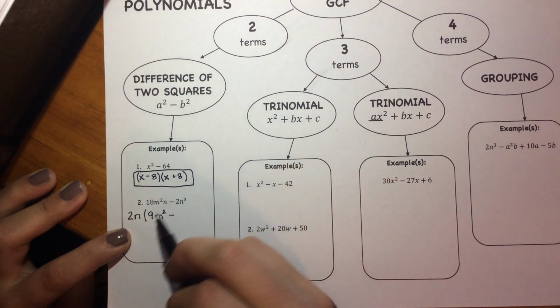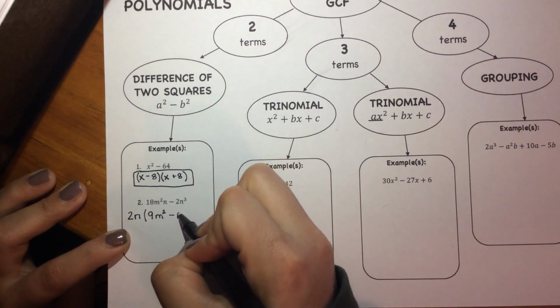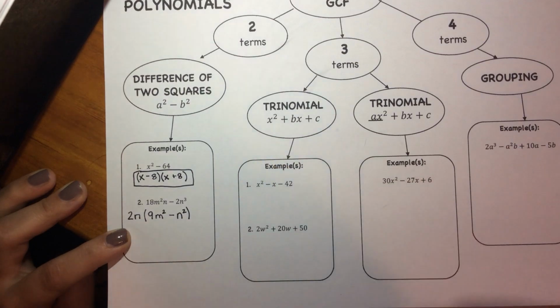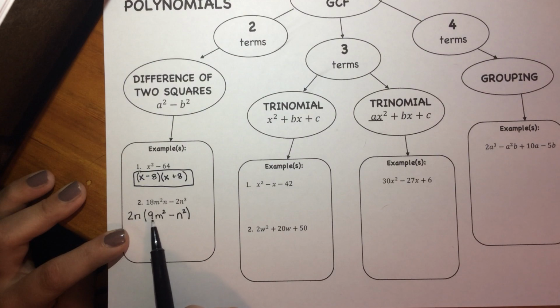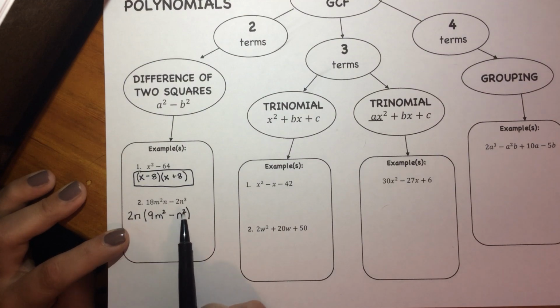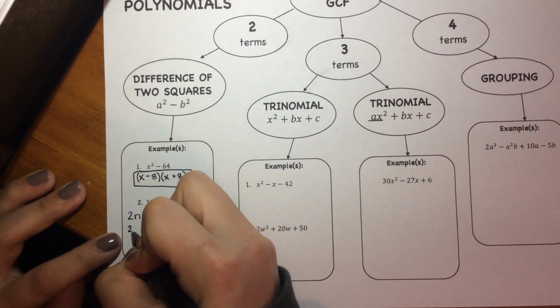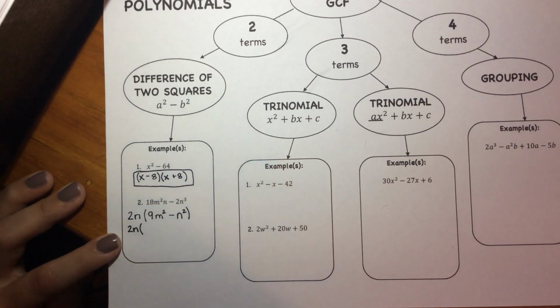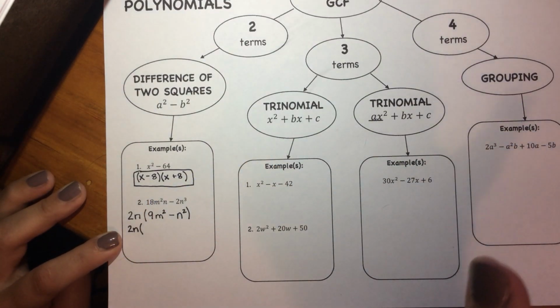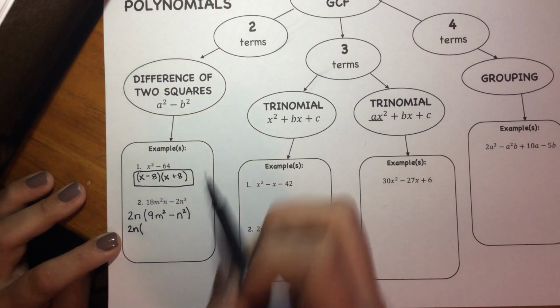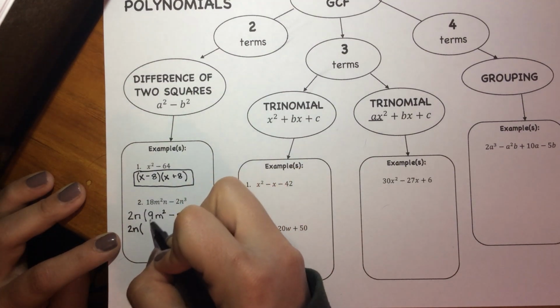N cubed divided by n is going to be n squared. Okay? Now, 9 is a perfect square, m squared is a perfect square, n squared is a perfect square. So again, I'm going to leave my 2n outside of my parentheses, leave it alone. I'm not going to touch it. I'm just going to leave it there. I want to break up my 9 into 2 terms.